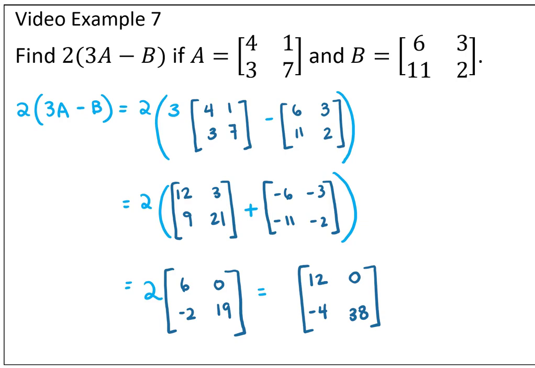Notice that this is only one way that I could have done it. I could have also multiplied the 2 first. For instance, I could have multiplied the 2 to get 6A minus 2B, and then worked on each of those scalar multiples first before adding or subtracting the matrices. But either way, you will get this as your end result, and so that's our final answer.